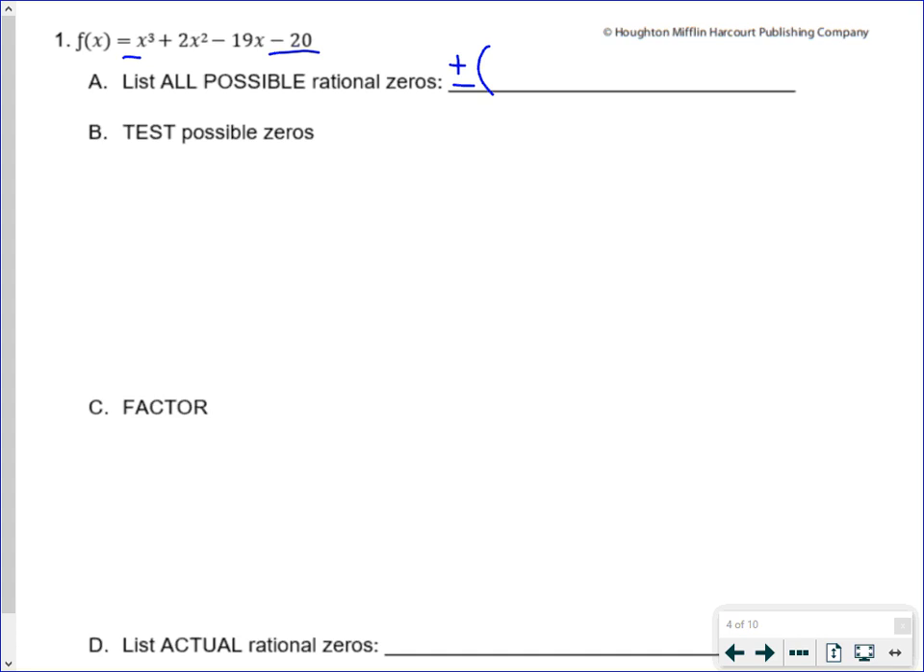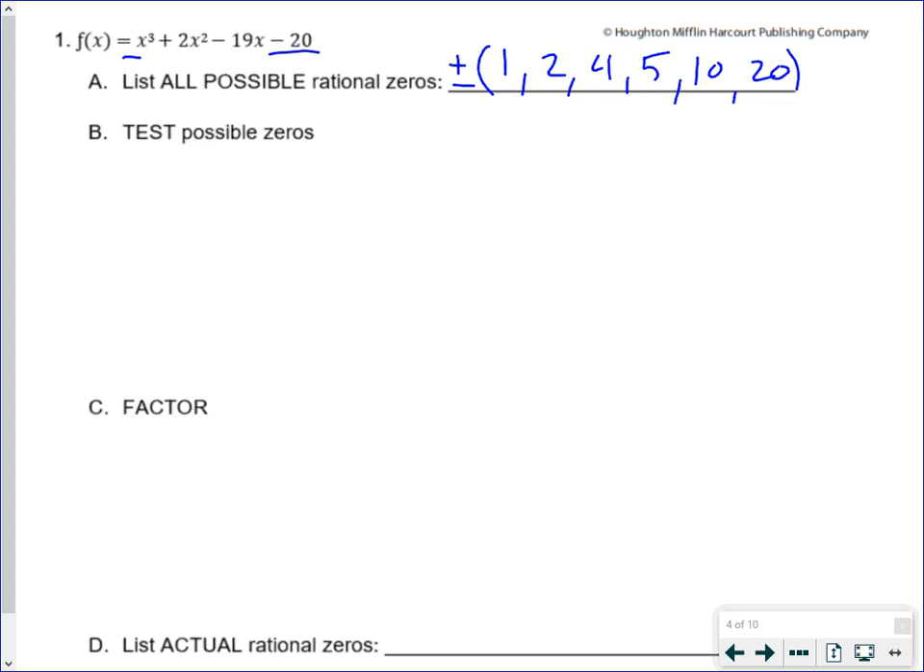So in this case, all our possible rational zeros will just be our factors of negative 20: 1, 2, 4, 5, 10, 20. That's because if you put any of our factors over 1, you're going to get the same number. So when your leading coefficient is 1, your possible rational zeros will just be the factors of your constant term. Next, we're going to test our possible zeros.